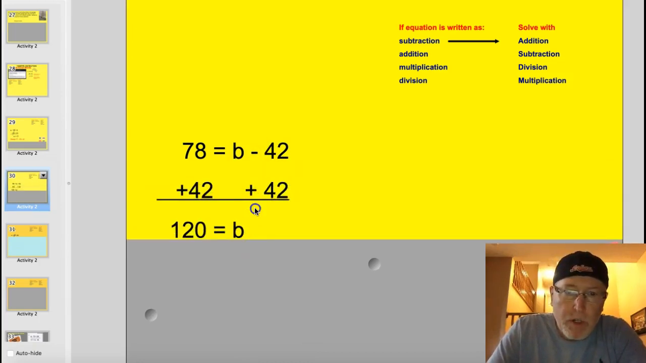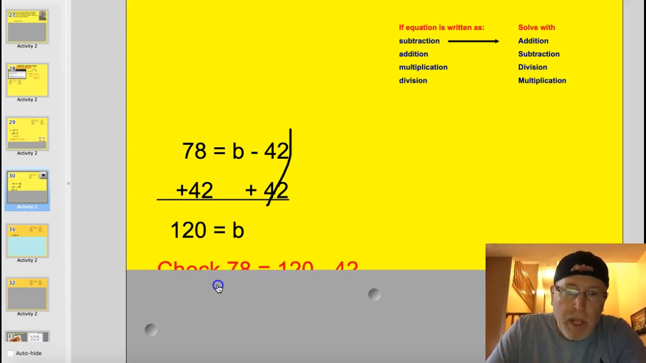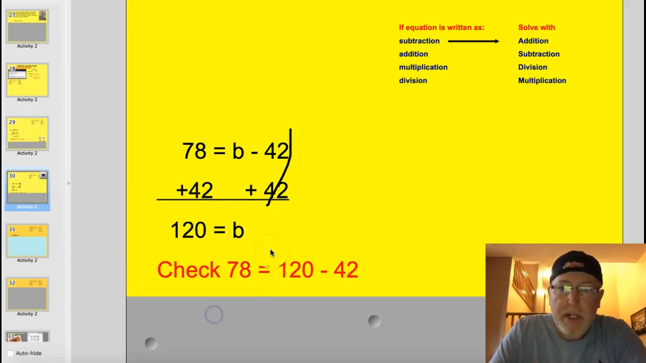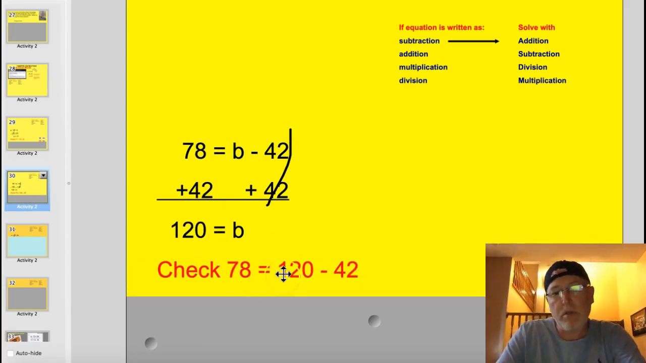The 42s are going to cross off, hopefully. I think I'm going to have to do these by hand. 42s will cross off by themselves. And we're left over here with 78 plus 42, or 120 equals b. Pop it in, see if it works. 78 equals 120 minus 42 every day and all day long in California.